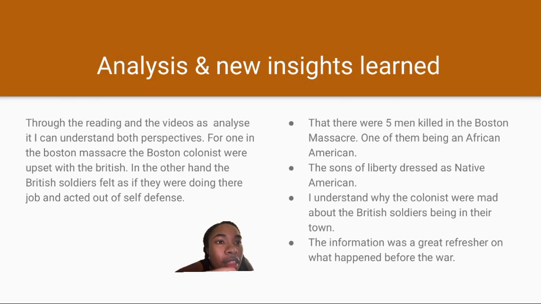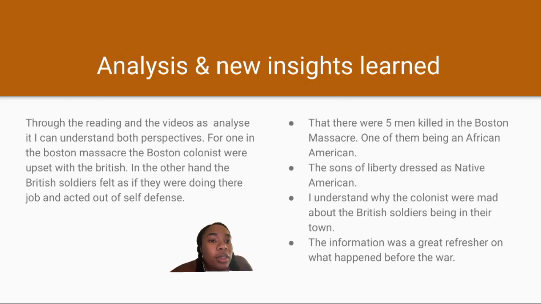So I understand why the colonists were mad about the British soldiers being in their town. If you think about it, if there were other soldiers in your town, and they're taxing you and doing all these things, I understand how it could have progressed to that, which led to the Boston Massacre, because they're already on edge, and then just seeing them in the streets in their town, it could be a little heated for someone.